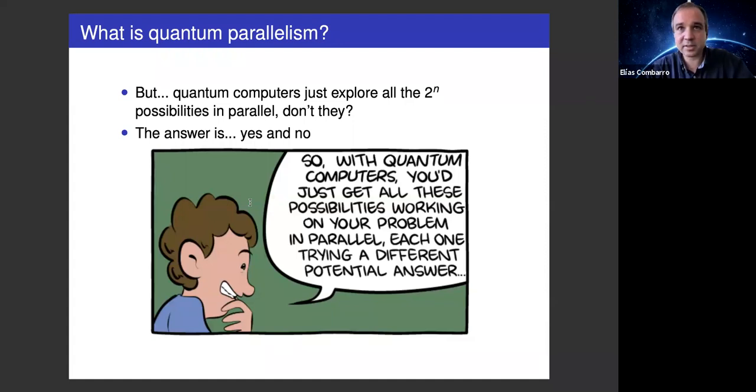It's sometimes said simply that a quantum computer is faster or more powerful than a classical computer because it can explore all the possibilities in parallel. It explores an exponential number of possibilities in parallel, and then it finds the answer to any problem immediately. Okay, so this popular conception about how quantum computers work has some truth to it, but it's not all the truth.